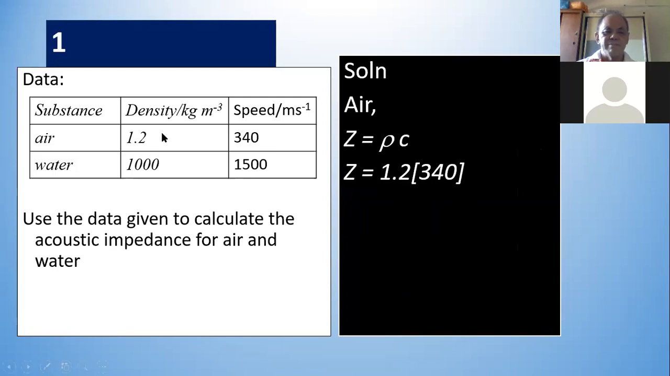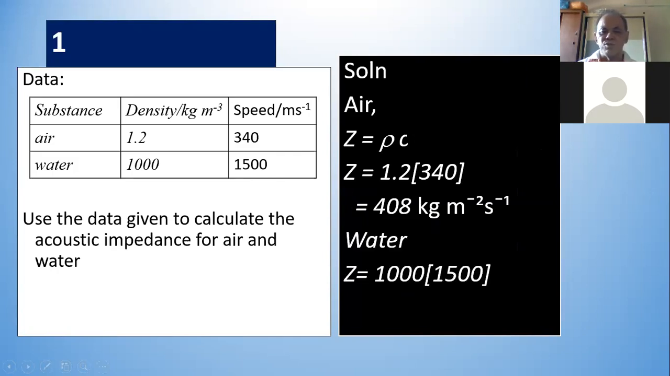Then go to the table. Density is 1.2. Speed is 340. Calculate it out. And after that, for water, same. Z is rho C. Rho is 1000. C is the speed, 1,500. Calculate it out. And you get the answer.